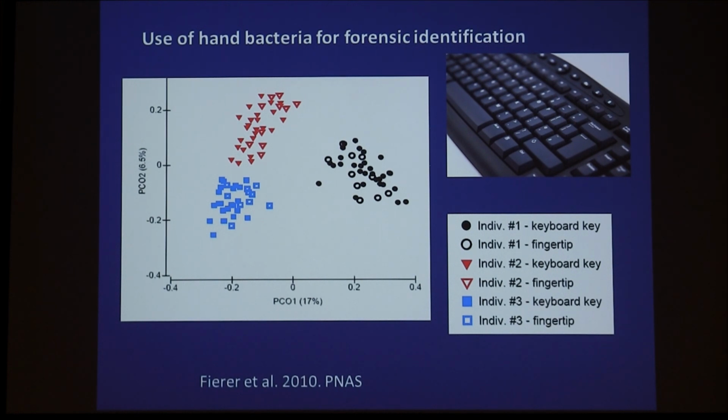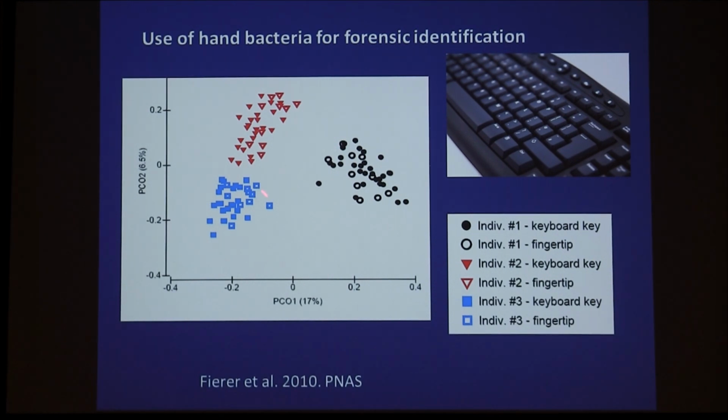This is a study we did that was, again, just proof of concept. I'm not saying you can throw somebody in jail by looking at the bacterial communities left on the murder weapon. We're not there at all. It was more just proof of concept. The first study that suggested this might actually work, we sampled the keys on keyboards of 3 individuals, the red, blue, and black individuals. And we sampled the bacteria on each of their fingertips.